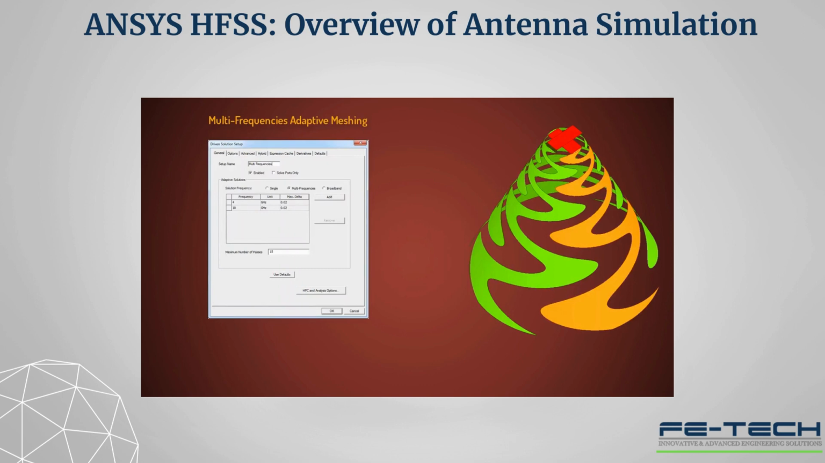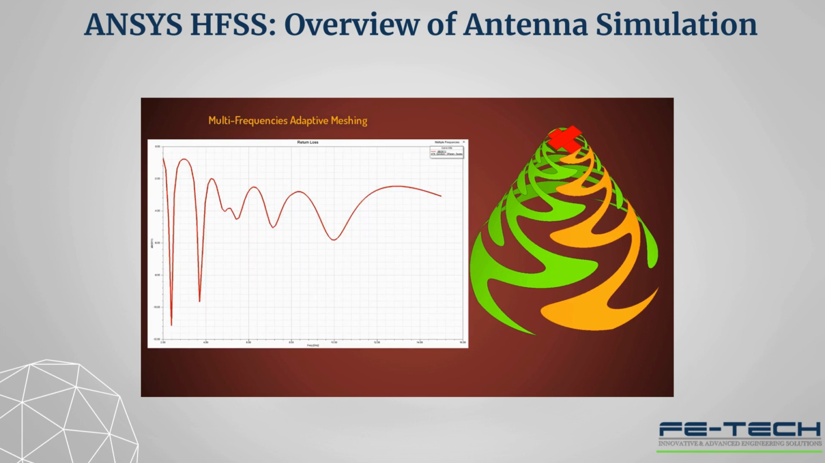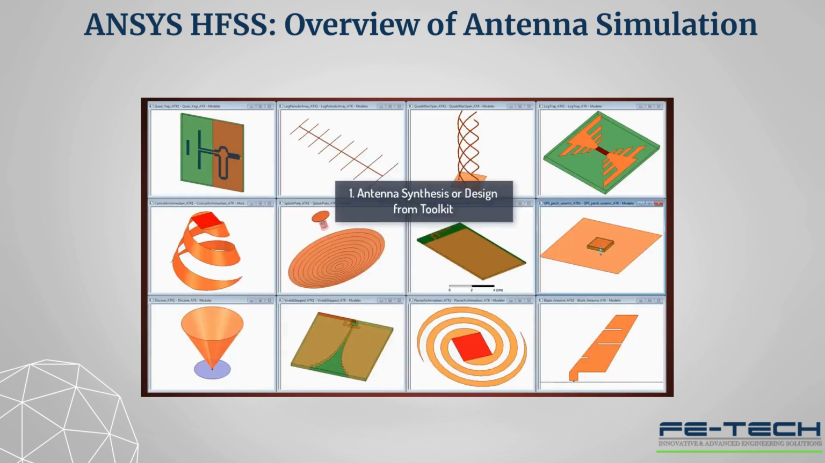This meshing technique is enhanced by multi-frequency or broadband adaptive meshing, which adapts the mesh at multiple frequency points, yielding greater accuracy across a broad frequency range. This conical sinuous spiral antenna shows the return loss for multi-frequency solution at 4 GHz and 10 GHz. This concludes part 1. In the next part, we'll start with our workflow.